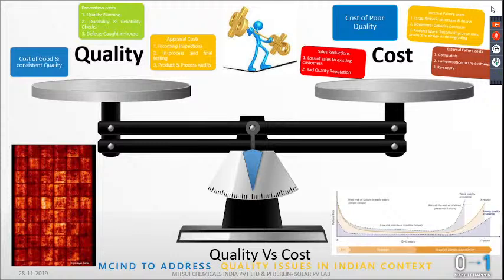Current slide. So basically, from the Indian perspective, we generally see only two parameters in this cost quality parameter triangle, the trade-off triangle. So generally in India, mostly we neglect the quality aspect.